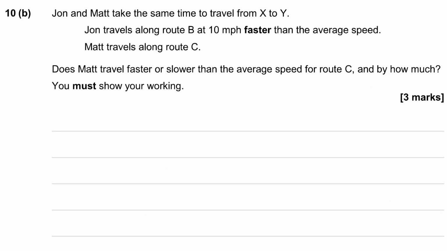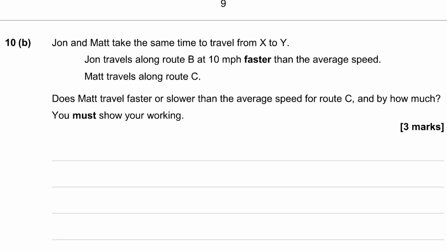Part B says John and Matt take the same time to travel from X to Y. John travels along route B at 10 miles an hour faster than the average speed, and Matt travels along route C. Does Matt travel faster or slower than the average speed for route C, and by how much? You must show your working.